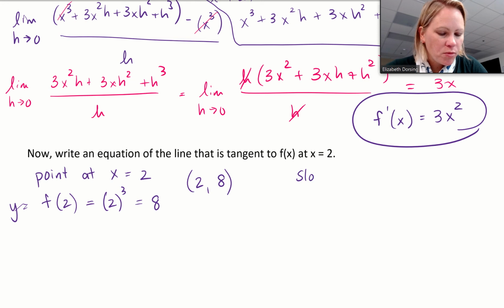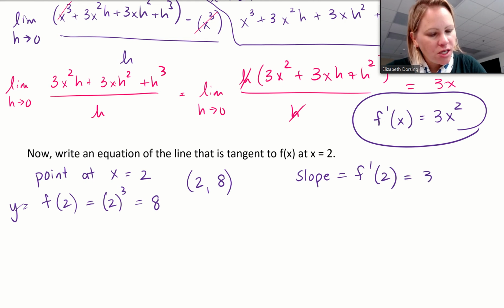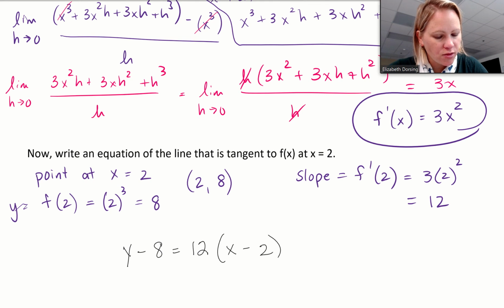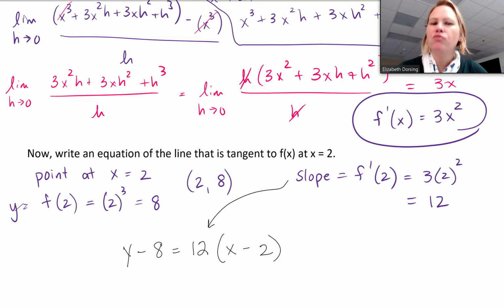Now my slope is going to be the derivative at 2. Well, we have an equation, so I'm going to say find f prime of 2. So here we go, 3 times 2 squared. 2 squared is 4. My derivative is 12. So my equation is going to look like this. I'm going to use that y minus y1 equation. So y minus 8 equals my slope, 12, times x minus 2. So the slope is the derivative, and the point comes from the original function.